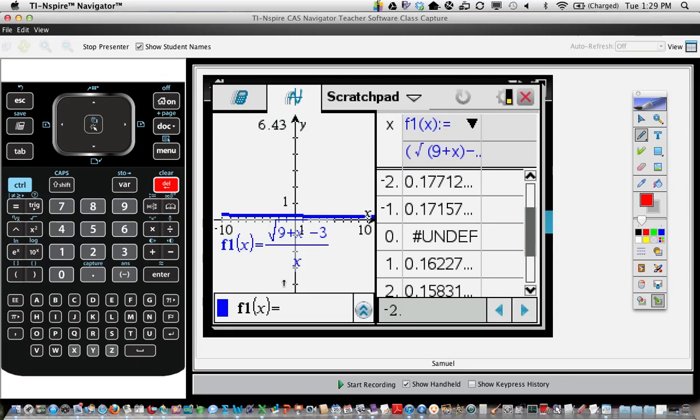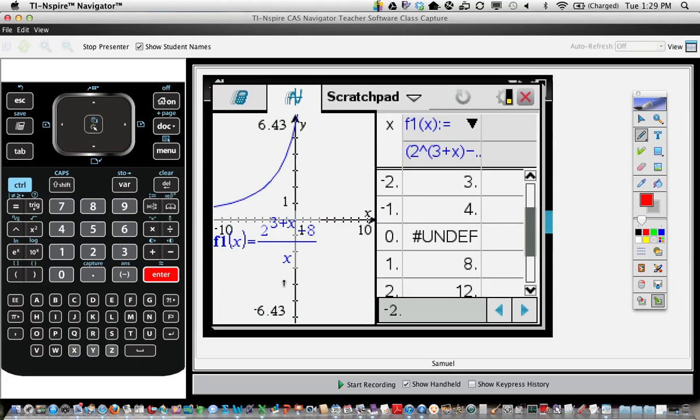which would be, what was it, (2 to the 3 plus x, minus 8) all over x. Those x's are really h's though, okay? And then here we go. And of course we can't tell anything here because we're not zoomed in enough, are we?